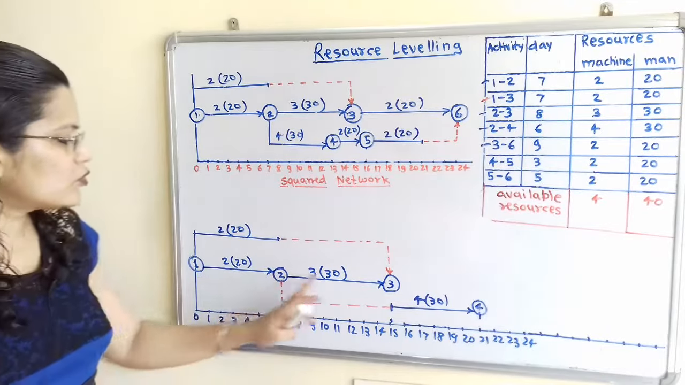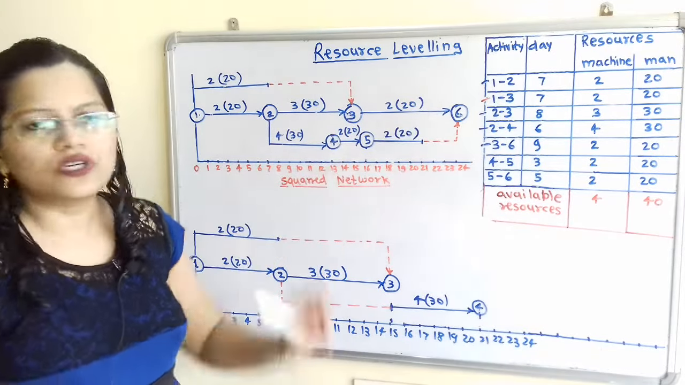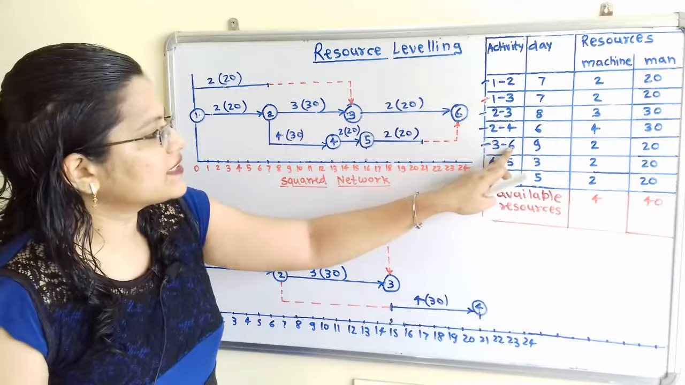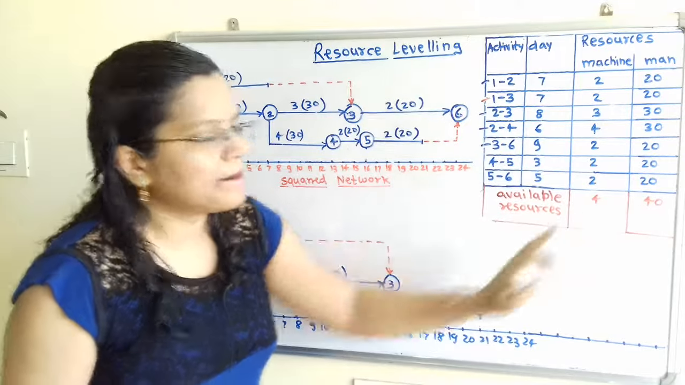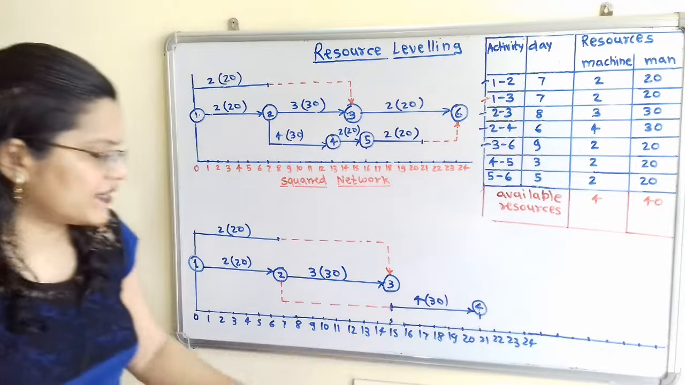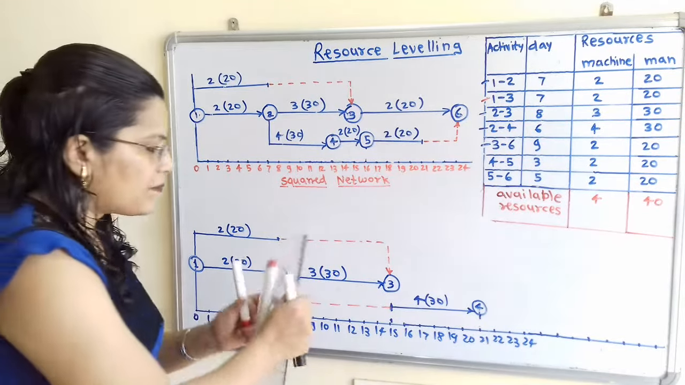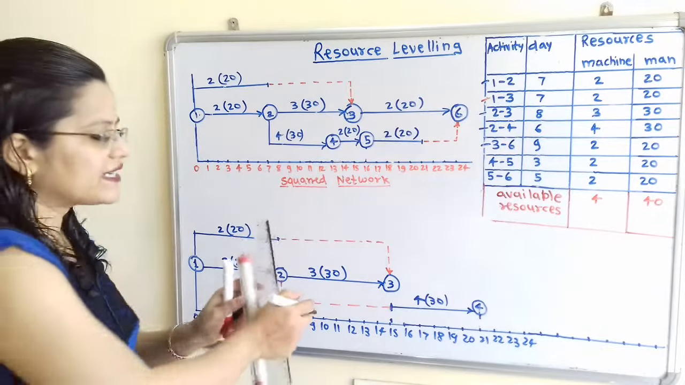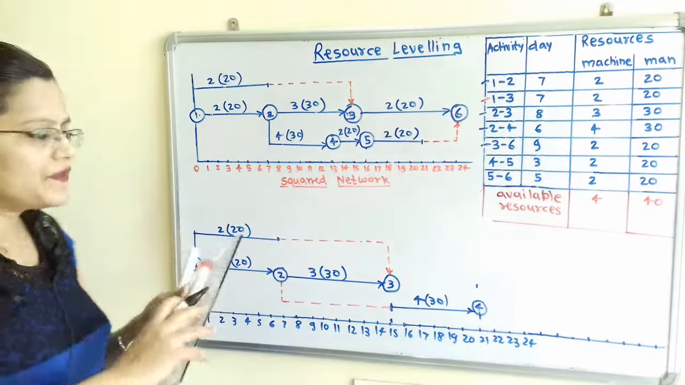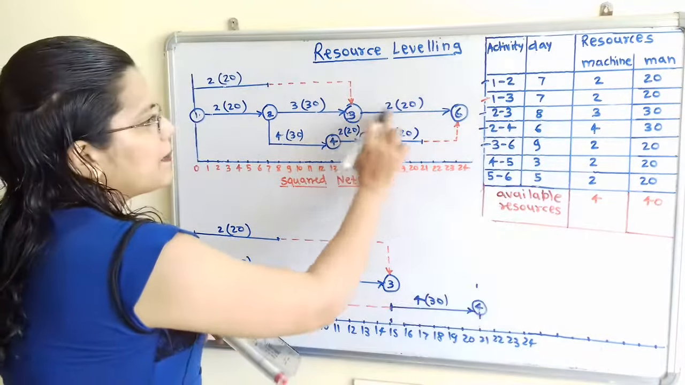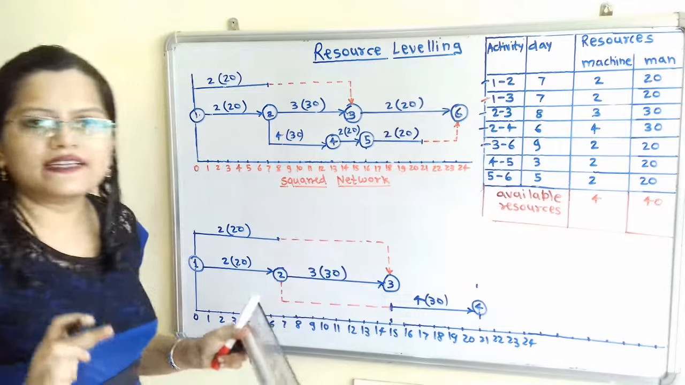When activities 2 to 3 and 2 to 4 are completed, then we have to start the 3 to 6 activity. Now for this 3 to 6, 9 days are required. But the machines and men are available only after day 21, because here all the 4 machines and 30 manpower are engaged. So I will mark here, because 3 to 6 is the critical path activity. So at day 21 I will mark here at the center line. Now after that only we will complete this 3 to 6. So for 3 to 6 there are 9 days required.